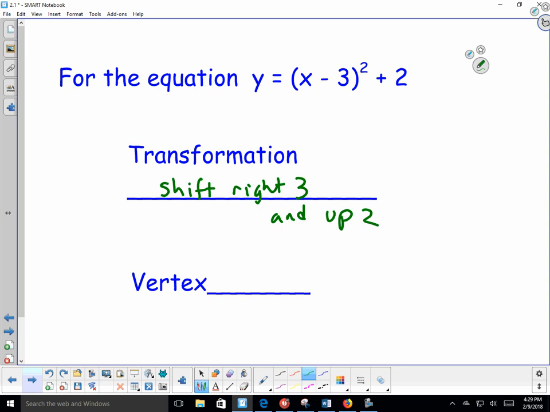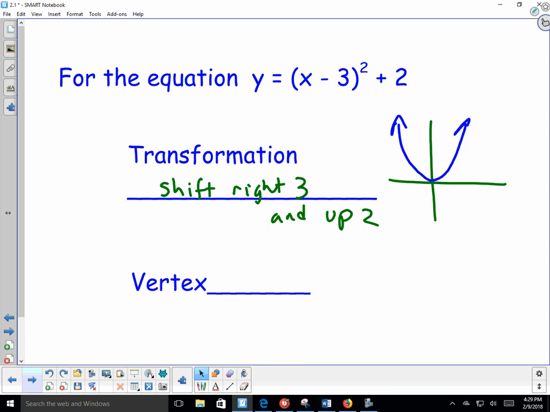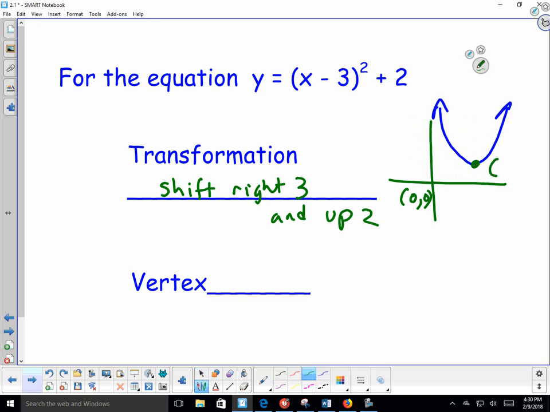If we're shifting this parabola 3 units to the right and 2 units up, let's say the parent function was here, okay? If I'm shifting this graph 3 units to the right and 2 units up, then that vertex went from (0, 0) to what new point? Well, hopefully you're going to say, hey, it's right here at (3, 2). So that's our vertex for this one.